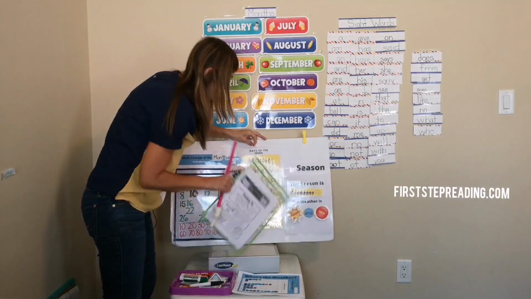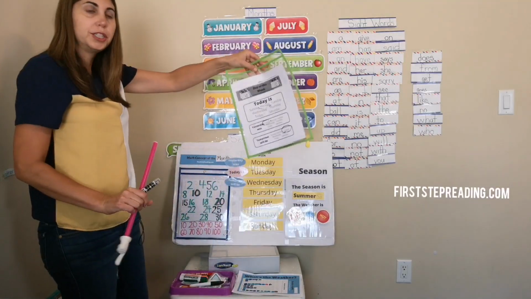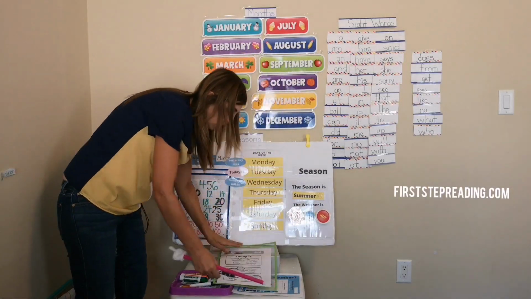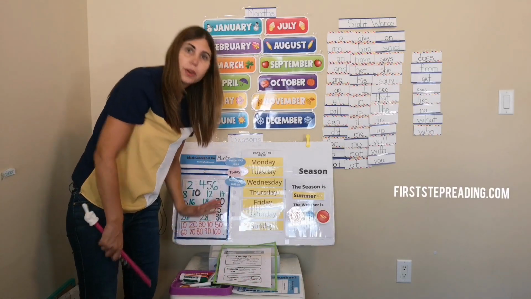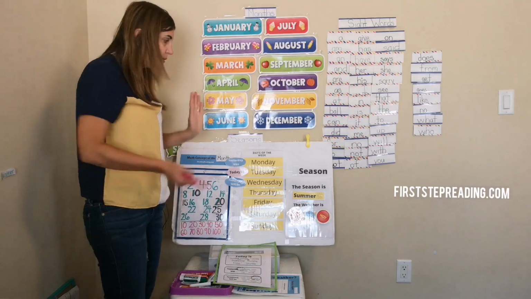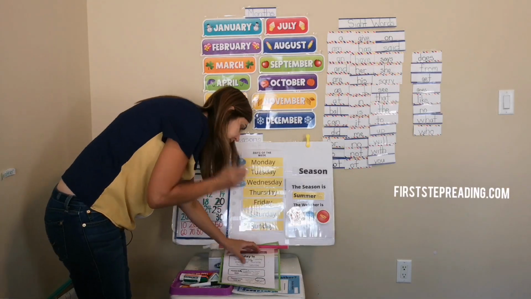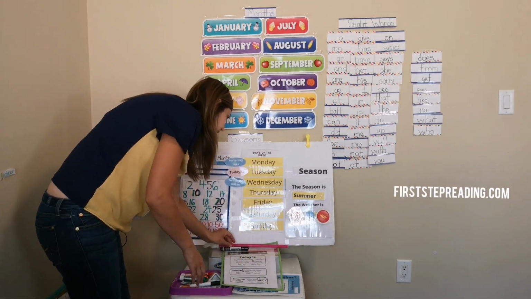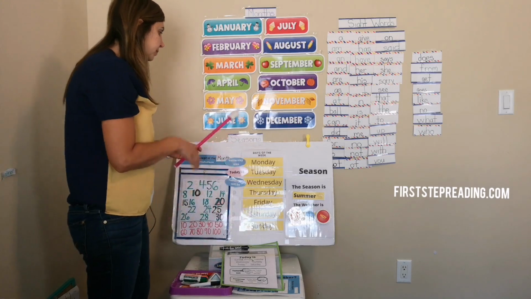Now we're going to do our 7 days of the week song. If you have this worksheet, you could take it out now. All the worksheets are free. They're on firststepreading.com under free worksheets. You print out whatever you'd like to use. Okay? So let's first sing the song and then we'll do the worksheet.